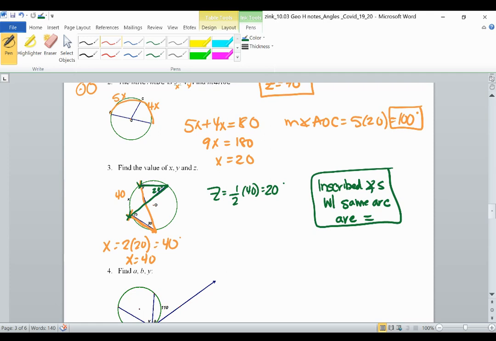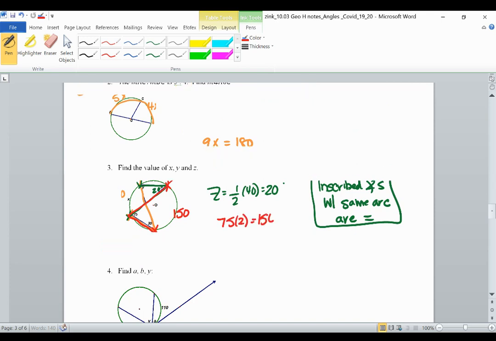So let's trace that. The angle right here is 75, so it hits the circle here and here, which means this arc over here is double that. So 75 times 2 gives us 150.